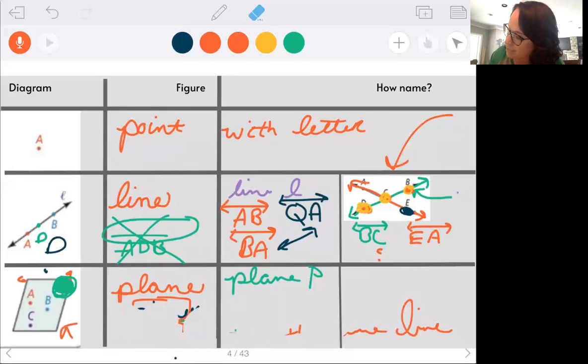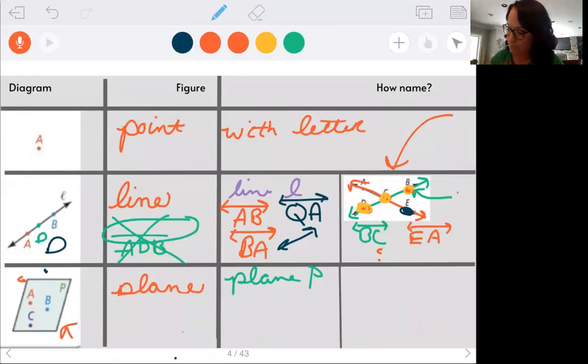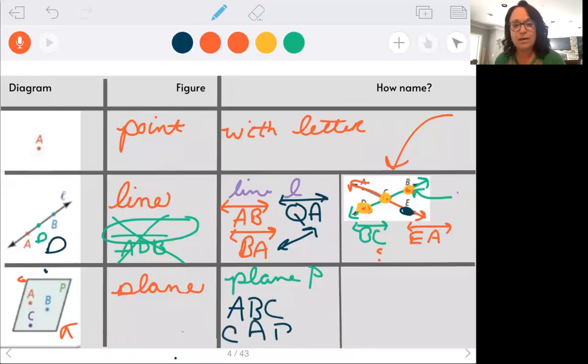So back to how do we name it? We name it either plane P when it has this letter right here, or we grab any three points in any order and we just list them. There's no symbol in front of it. There's no line over it. This is just plane ABC, or I could call it plane CAB. Any three in any order lock you into a plane.